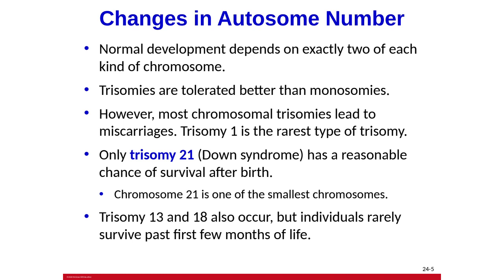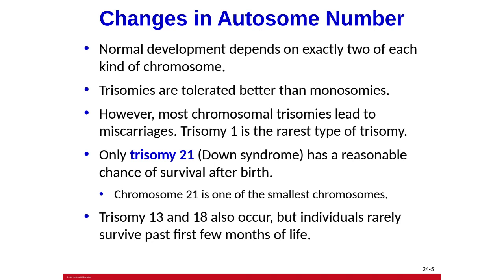So normal development depends on exactly 2 of each kind of chromosome. But of course, as we just saw in the previous slide, trisomies and monosomies can occur. In general, trisomies are a little bit better tolerated than monosomies. However, in general, even monosomies lead to miscarriage. So most chromosomal trisomies lead to miscarriages.